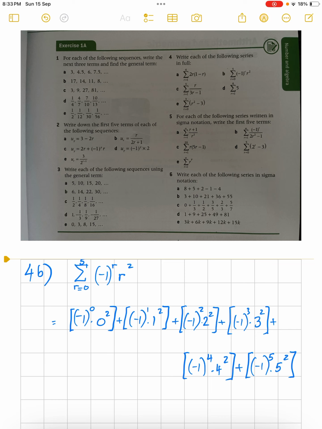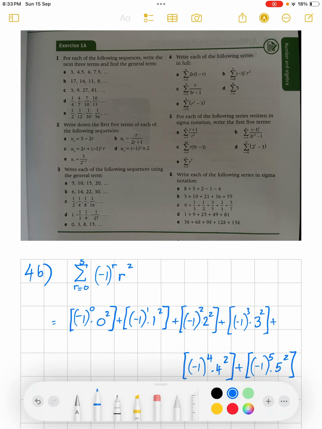So let's just break this down, see what I've done here, so that you fully understand. Well, we've got r being a 0 first. So where there's a r, we put a 0 in the first term. Where there's a r, we put a 1 in the next term. Then we put a 2 for that r in the next term. We put a 3 for that r in the next term. We put a 4 for that r in that term. We put a 5 for that r in that term.